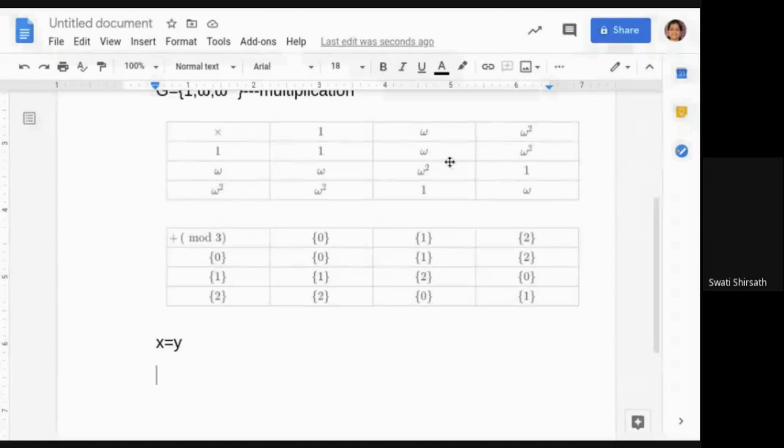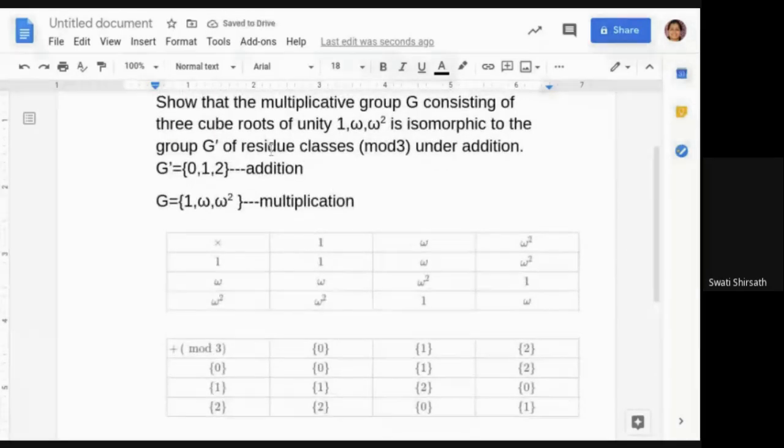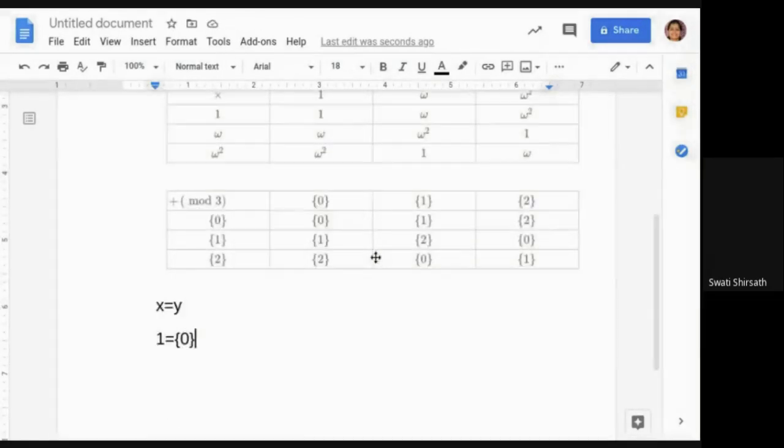If you look at these tables properly, this 1 can be easily replaced by 0. Check all the positions of 1. 1 is here and here, and check all positions of 0: 0, 0 and 0. So they have a one-to-one correspondence. So I am replacing 1 with 0. Now here we are saying residue classes, so that is why these elements are written in curly brackets. What residue classes are, you'll come to know in unit 4, relations and functions.